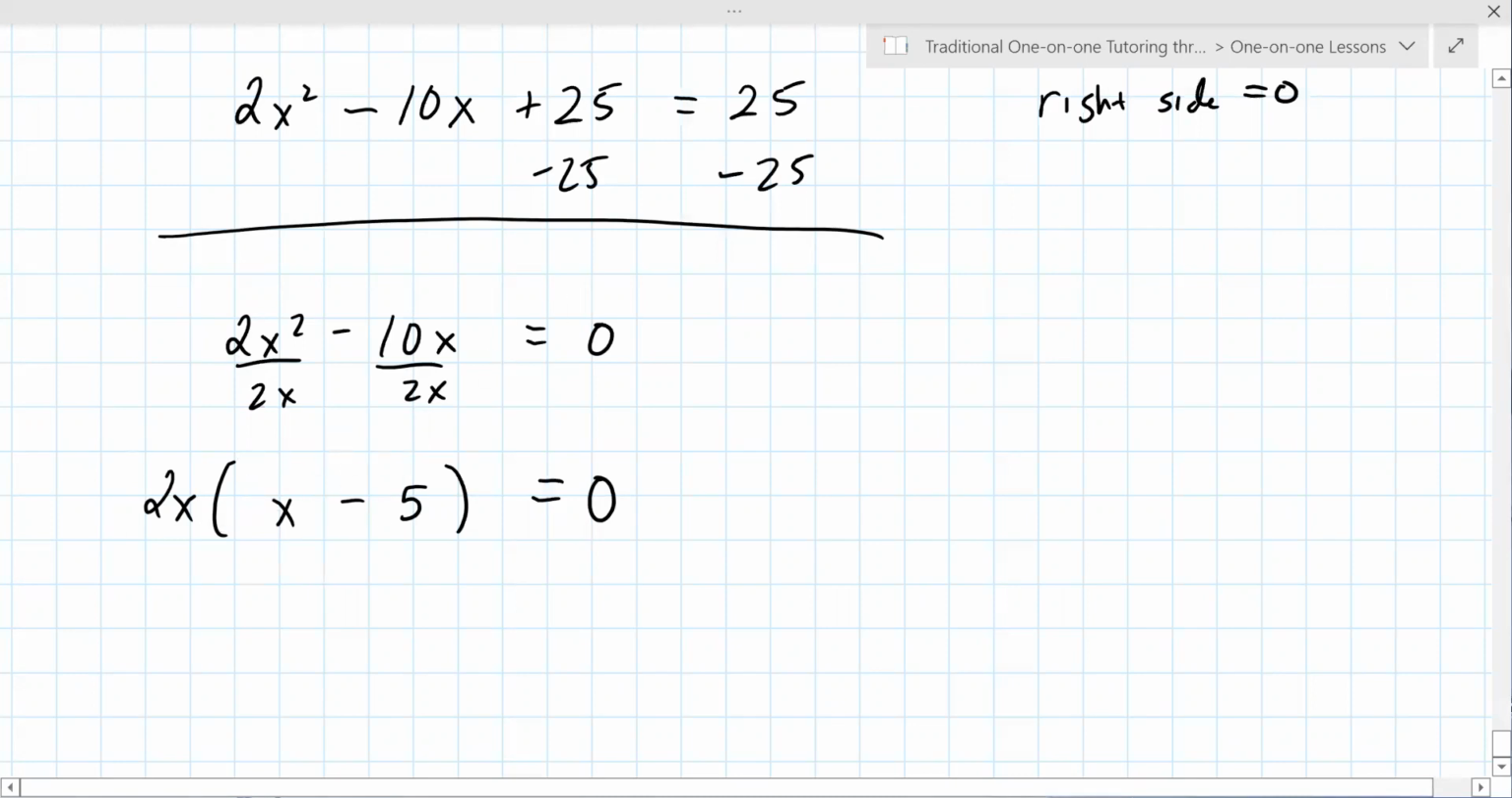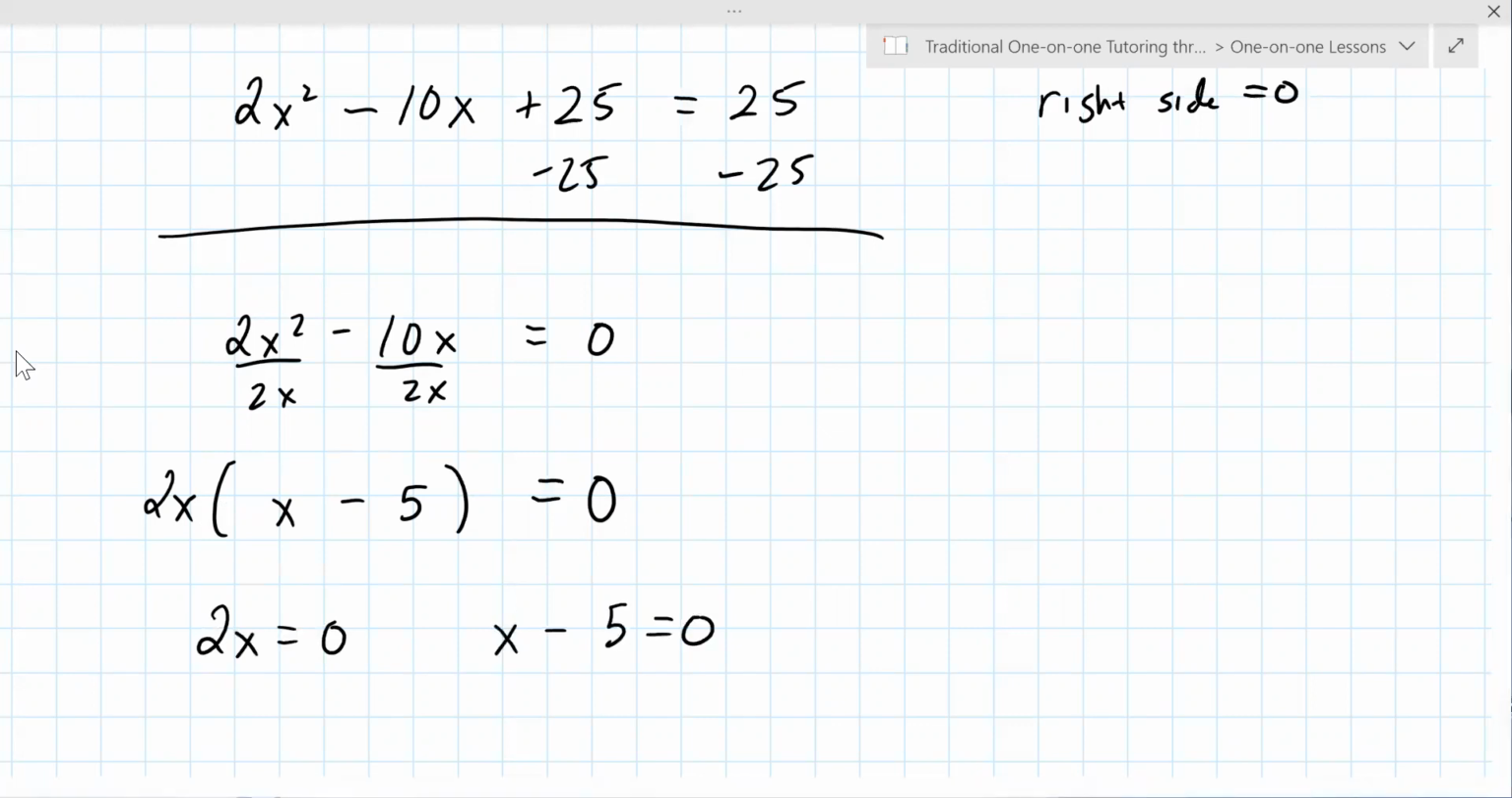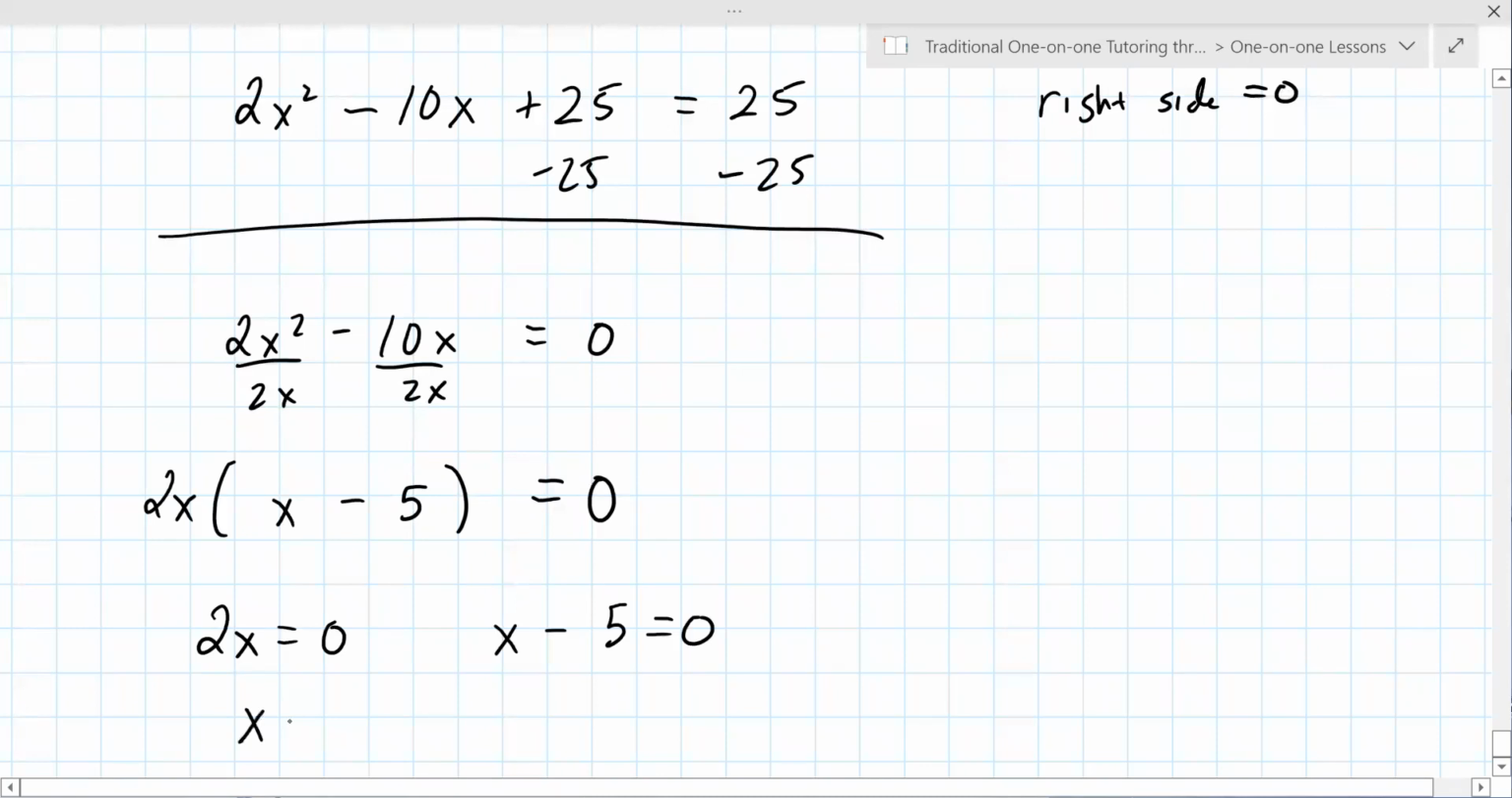So go back to, if you need to, a problem like 9 or 13. Do you set both equal to 0? Yes. So 2x equals 0. Could you solve each of these for me? The first one would be x equals 0. Good. And then it would be x equals 5. Fantastic.